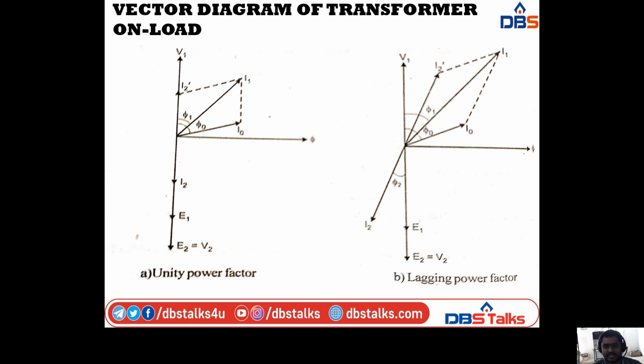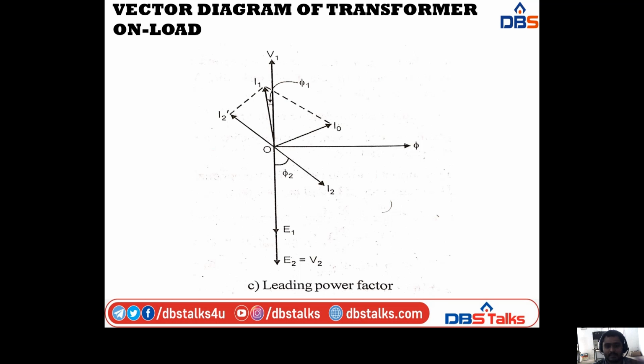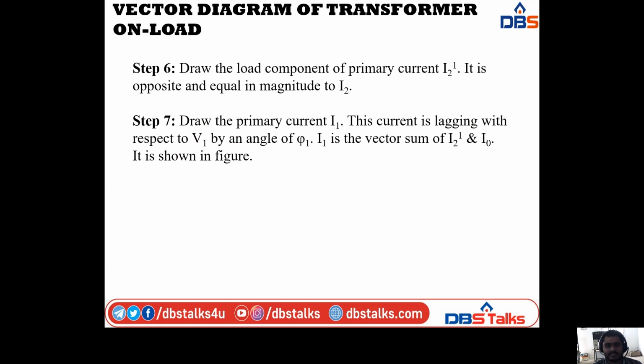So if you observe these three diagrams, you will understand. In the unity power factor line, I draw a line indicated with I2 dash, but it is in opposition with I2. That means I2 is in one direction, I2 dash in another direction, but these two are in the same line. In the unity power factor, lagging power factor and leading power factor also, same line but opposite directions.